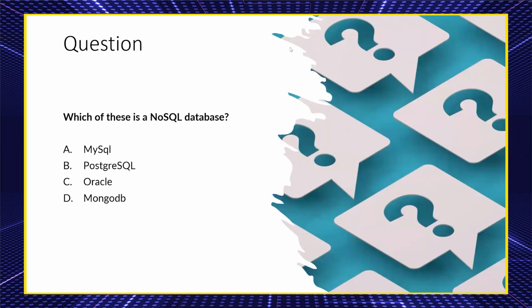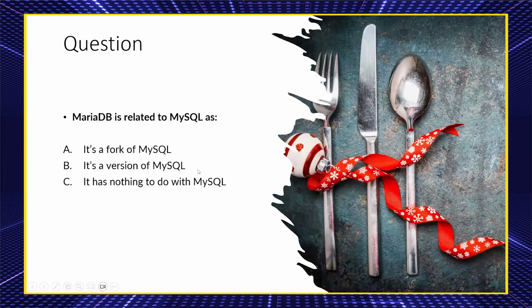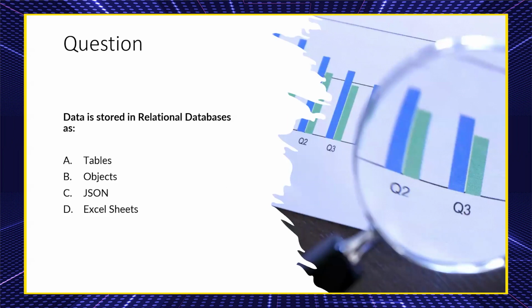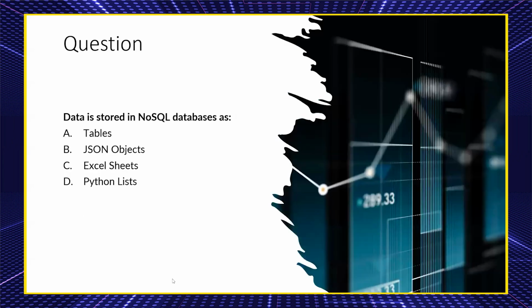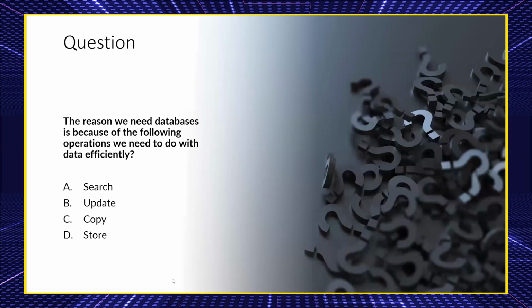Which of these is a NoSQL database? MongoDB. MariaDB is related to MySQL, it has nothing to do with NoSQL. Data is stored in a relational database as tables. Relational database tables are objects, both A and B. Data is stored in a NoSQL database as JSON. The reason why we need a database is the following operations we need to do with the data efficiently.